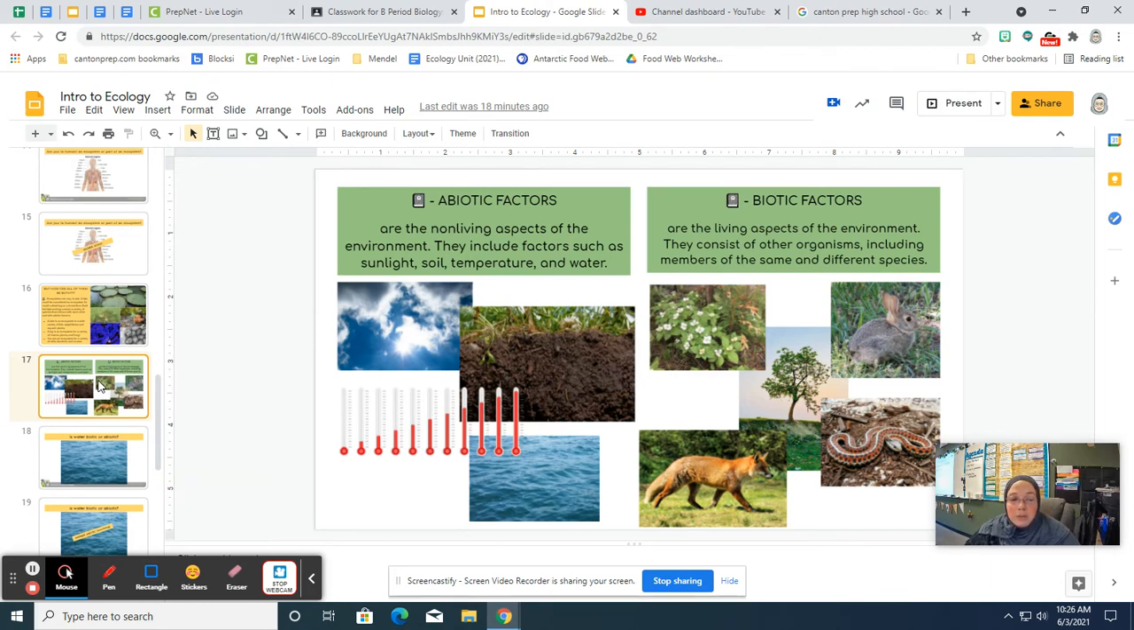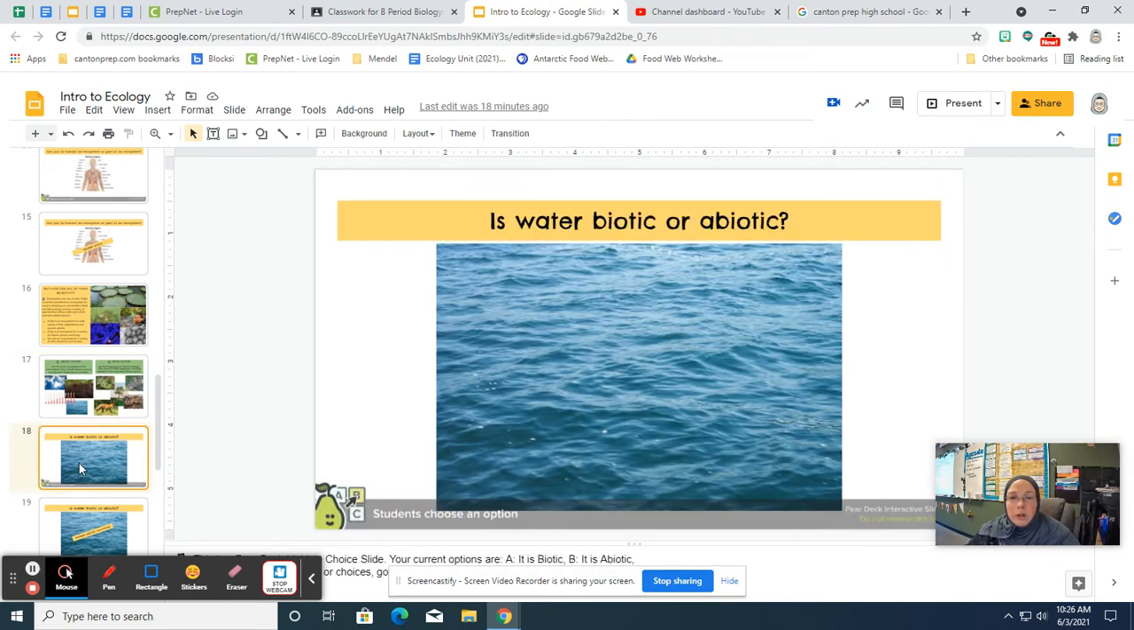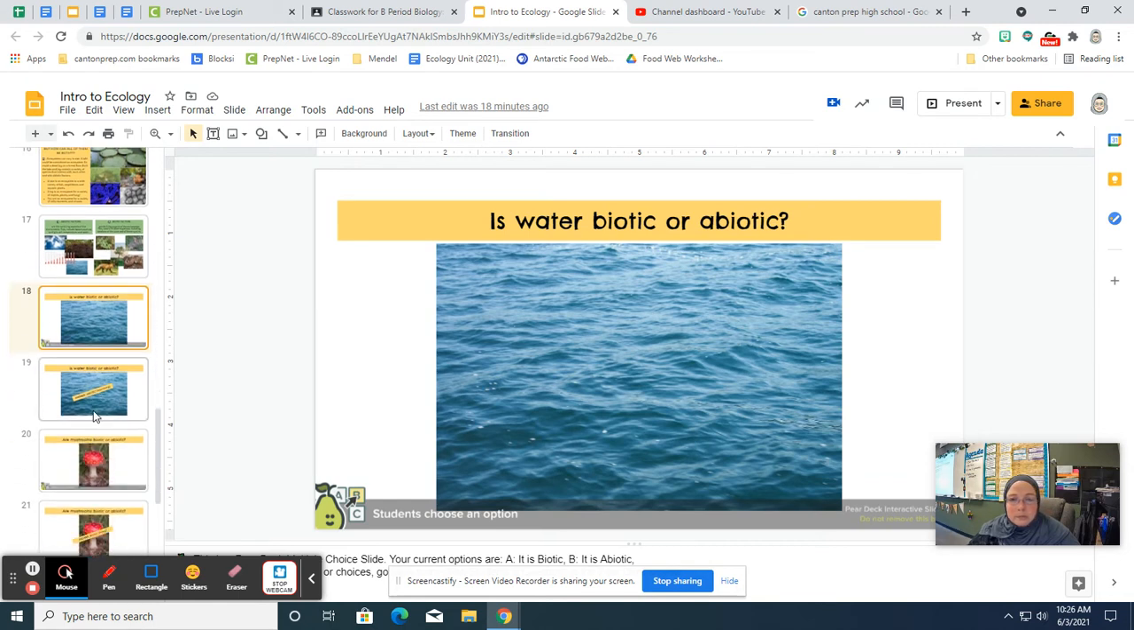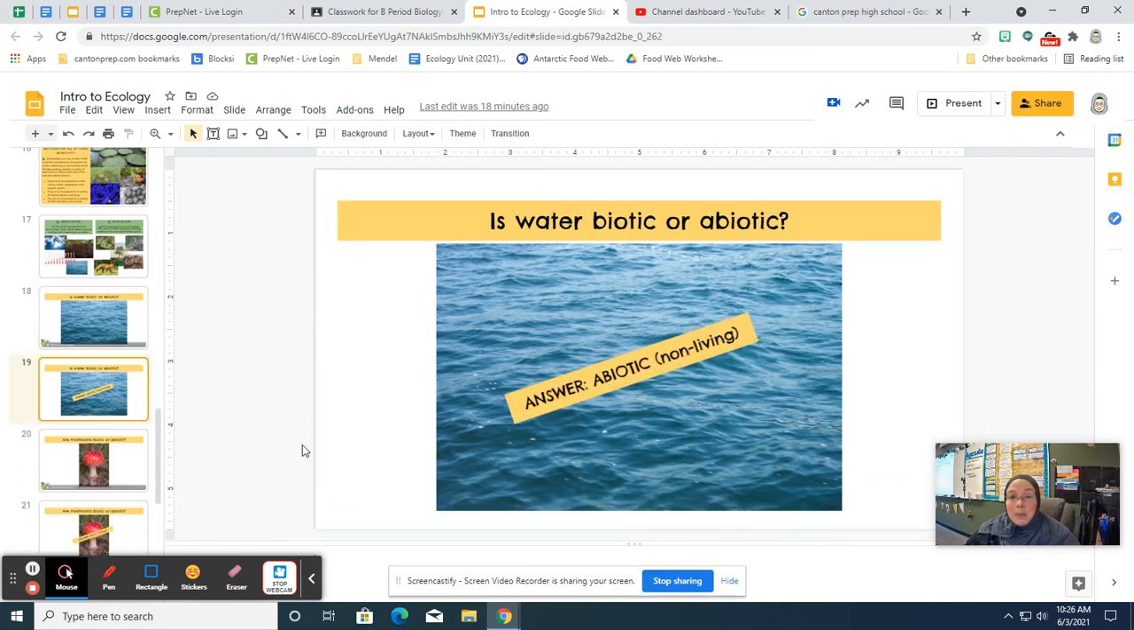Let's go ahead and talk about if something is biotic or abiotic. Let's look at the example of water. Is water biotic or is water abiotic? Water is abiotic. Even though living things need water to survive, the water itself, H2O, is not a living thing. It supports living things, but it itself is not a living thing.